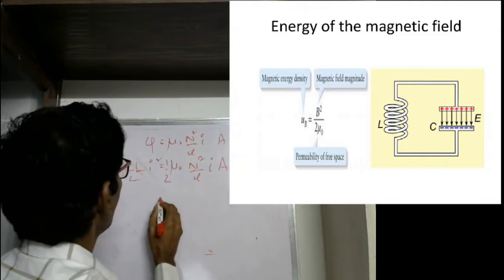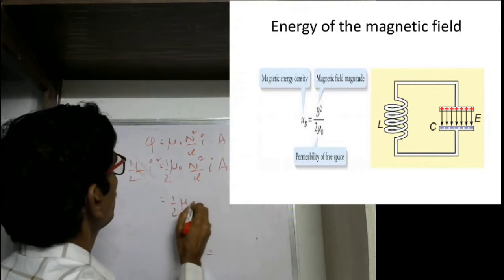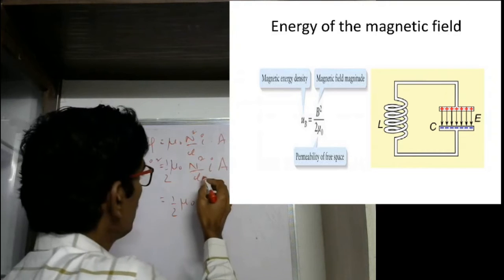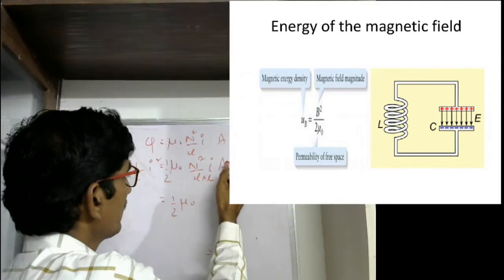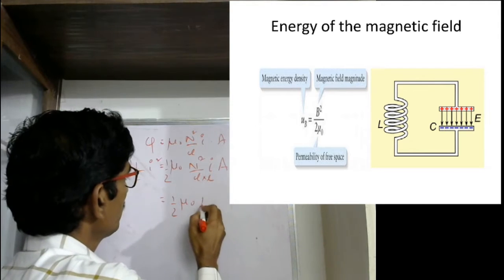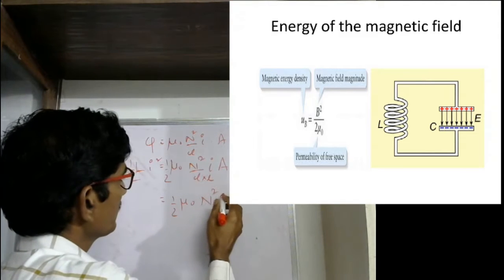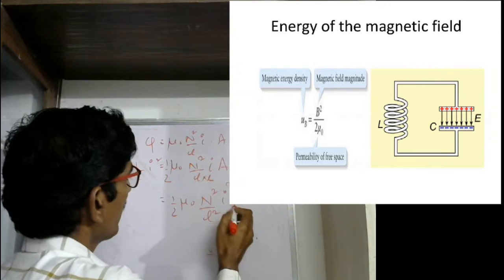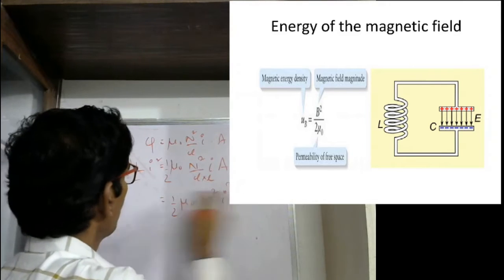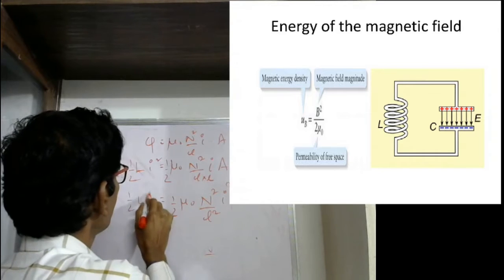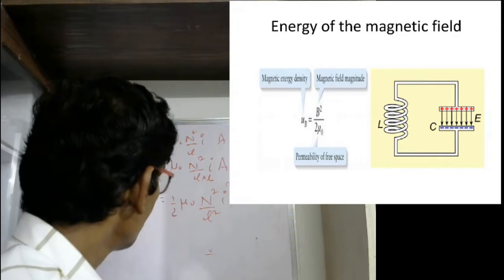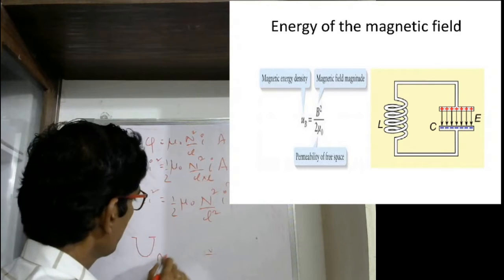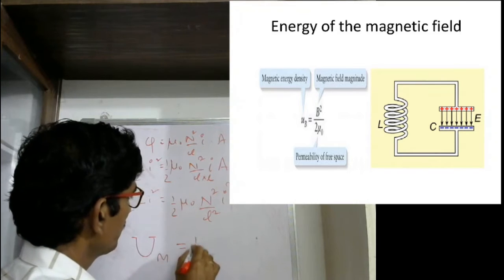Now half Li square is equal to mu naught. Here we have L, and we multiply with L here and here also: N square I square by L square A L. So half Li square is equal to this much. This is what the energy of the magnetic field is equal to.